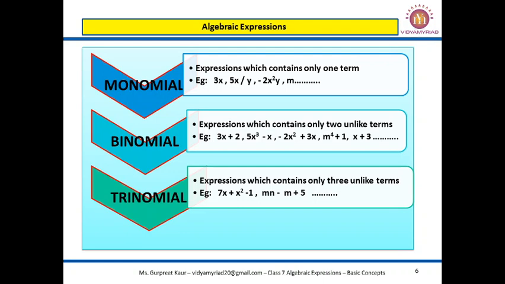In the case of monomial, there is only one term. If you see 3x, 5x divided by y, or minus 2x square y, or only m, all contain only one term. In the second, binomial, there are two terms everywhere: 3x plus 2, 5x cube minus x, minus 2x square plus 3x, m raised to power 4 plus 1. It can be anything with two terms in it. Thirdly, trinomial means three unlike terms: 7x plus x square minus 1, or mn minus m plus 5, and so on. There can be n number of examples in this.